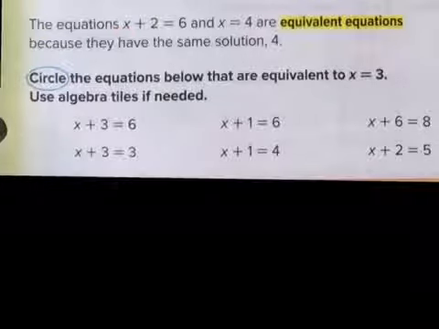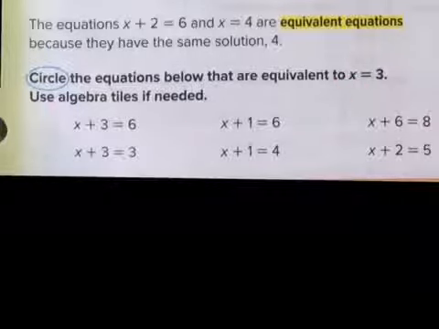The equations x plus 2 equals 6 and x equals 4 are equivalent equations because they have the same solution, 4 for x. Circle the equations below that are equivalent to x equals 3. Use algebra tiles if needed.